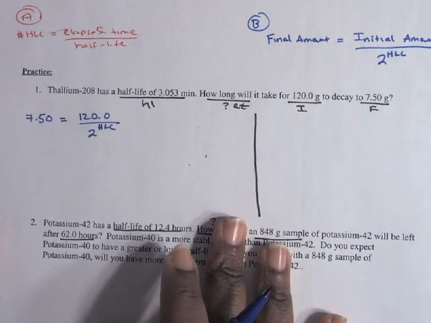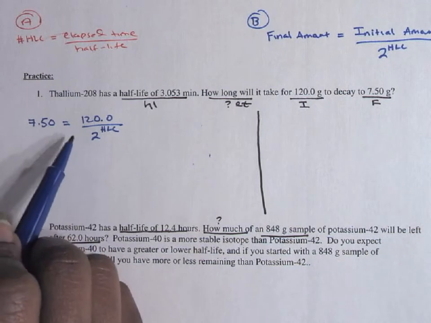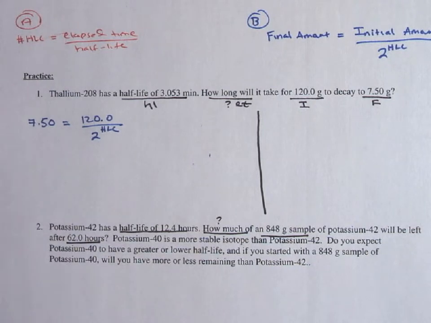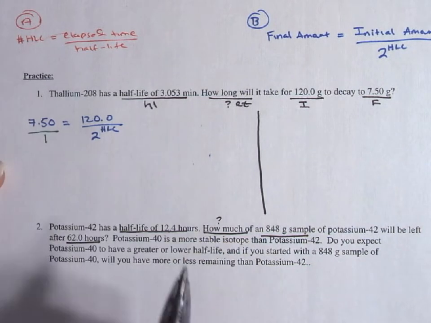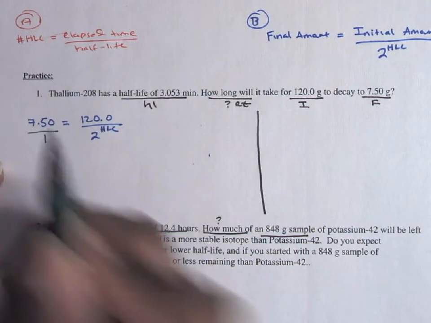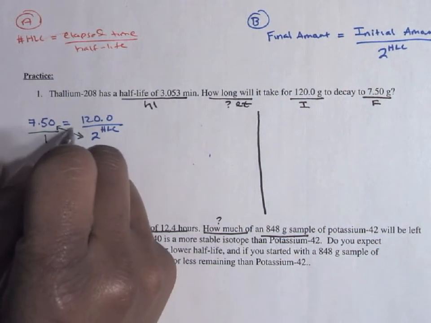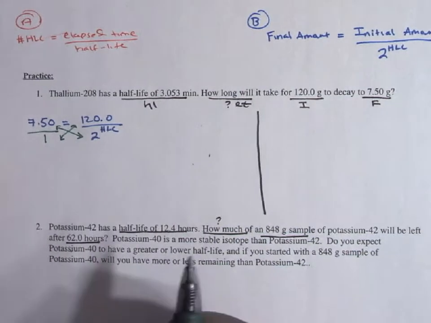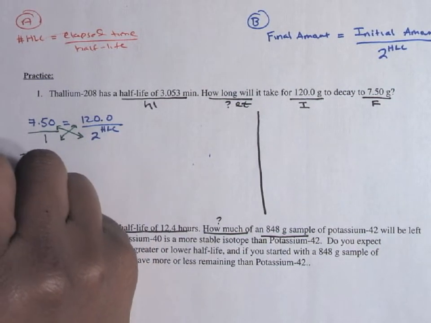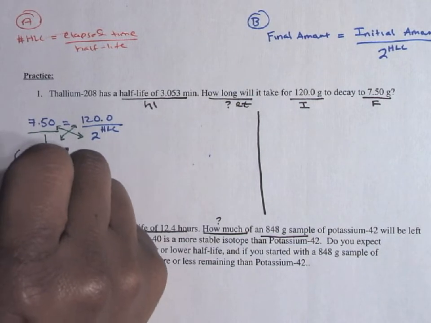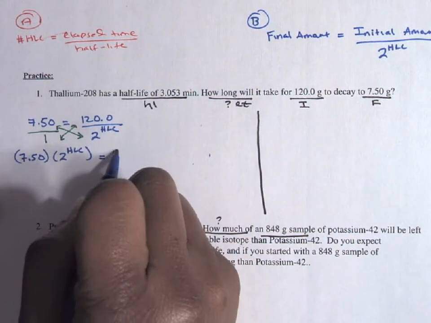Now I'm going to use some math to solve. Whenever you have a fraction next to an equal sign, you can use cross multiplication. I'll use a different color to make it easier to see. I'm going to put this over 1 just to make it a fraction. Sometimes it makes cross multiplication easier to see. So I'm going to cross multiply, same thing I did in the previous video. I'm going to get 7.5 times 2 to the power of HLC is equal to 1 times 120, which is just 120.